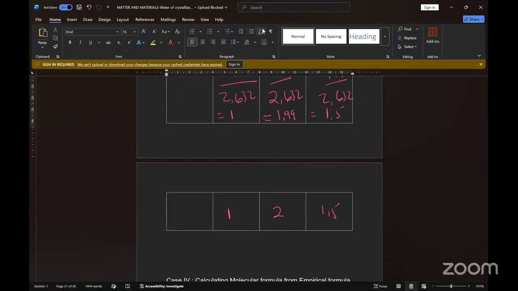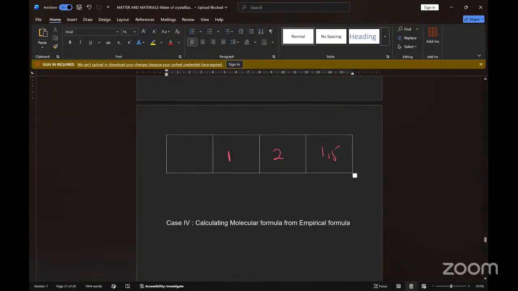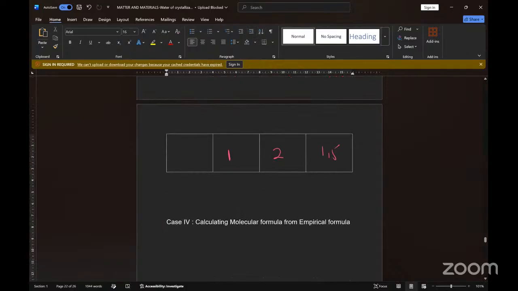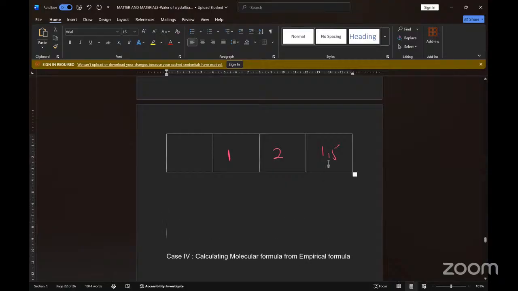However, like I indicated, atoms do not exist as fractions. So in order to eliminate this 1.5, you have to multiply by 2. So you are going to have 1 times 2, 2 times 2, and 1.5 times 2. So this one gives you 2, this one gives you 4, and this one gives you 3.